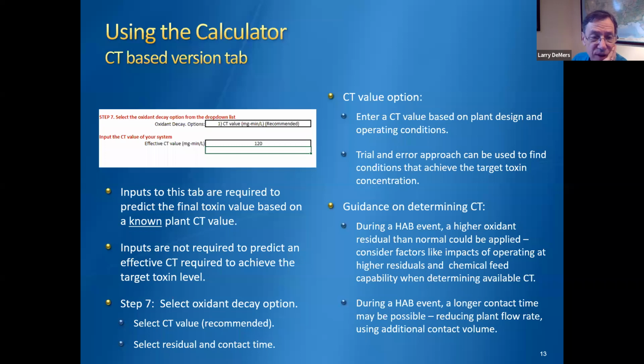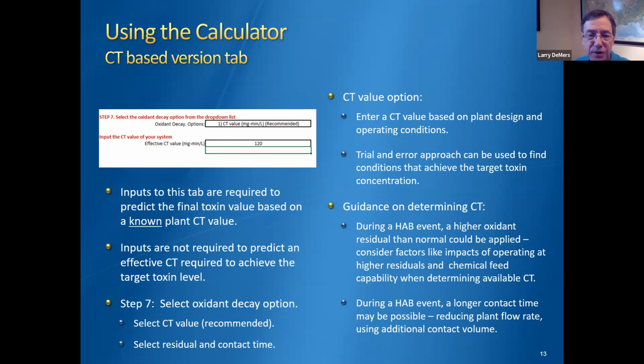Important to note here, when you look at the worksheet, the step 7, it doesn't show it here in my slide, but a lot of these input areas have little windows that you can toggle and select different choices. And this is one of those. So if you click on the little arrow, it'll say select CT value, which is recommended, or you can select a residual and a contact time. So in our workshop, we're going to be using this first choice. In the second example of the workshop, you're going to be actually calculating out a CT and entering that CT number. So keep that in mind.